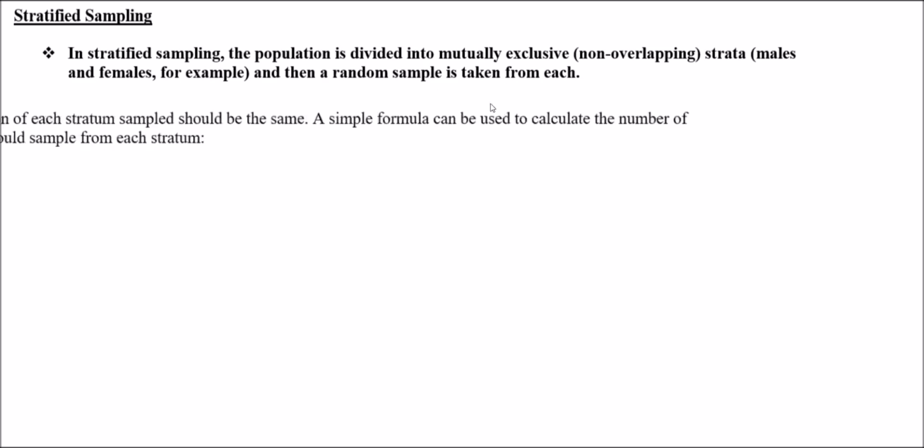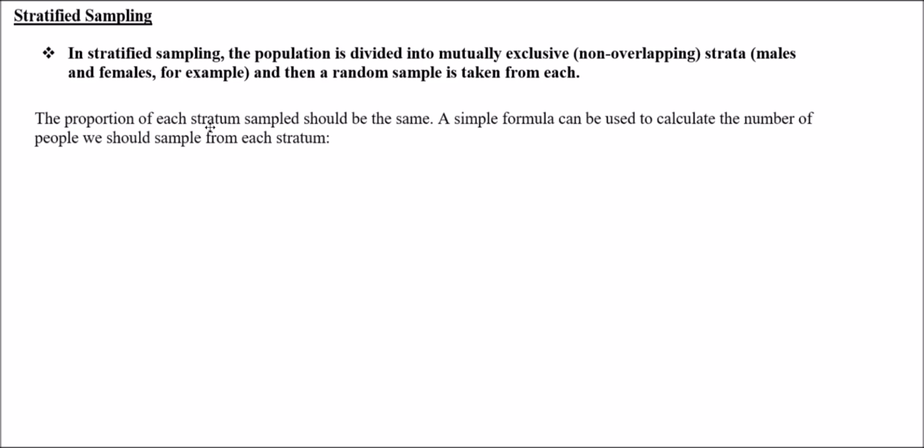So the next one we're looking at now is stratified sampling. In stratified sampling, the population is divided into mutually exclusive, which means non-overlapping, strata. So it could be males and females, or boys and girls, something like this. And then a random sample is taken from each. It's much easier when you actually come to do it, don't worry. The proportion of each stratum, which just means each layer, sampled should be the same.